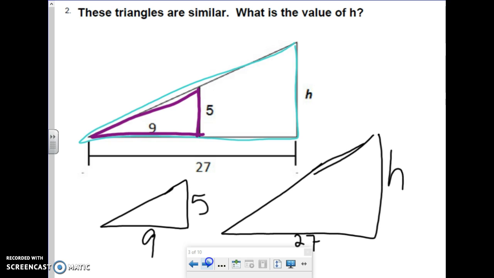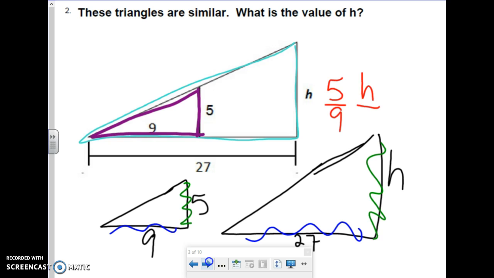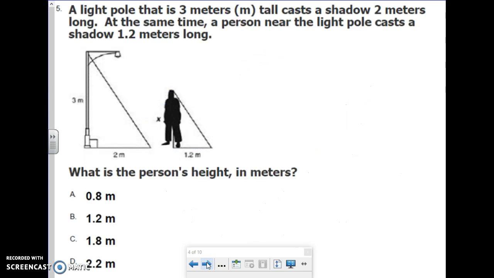Then I set up my proportion. My proportion would be, or match up my sides. I would match 5 and H and 27 and 9. So when I set up my proportion, I would have 5 to 9, H to 27, where H is going to equal 15.